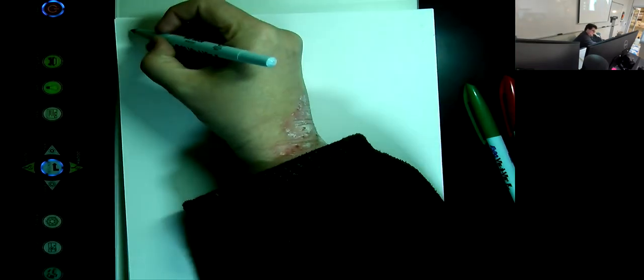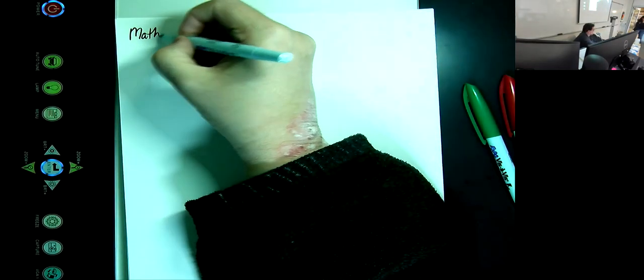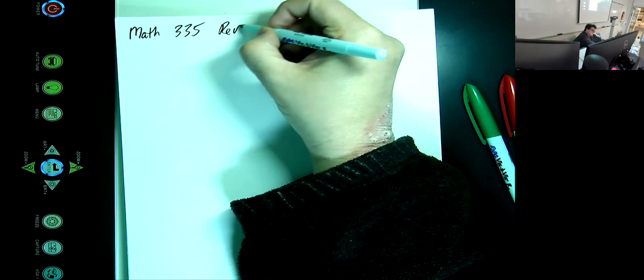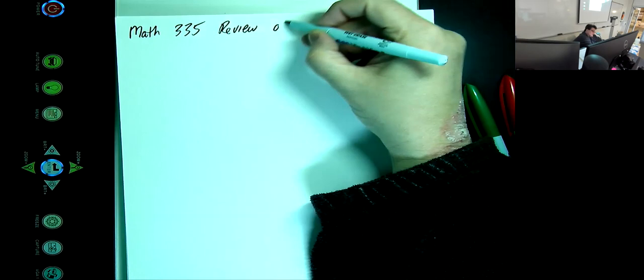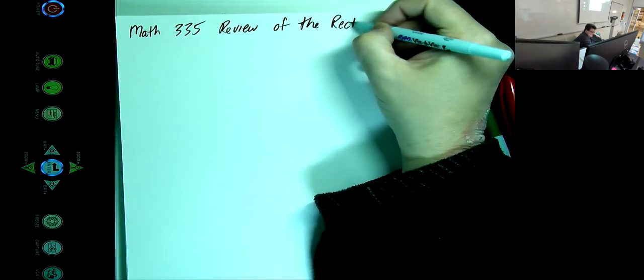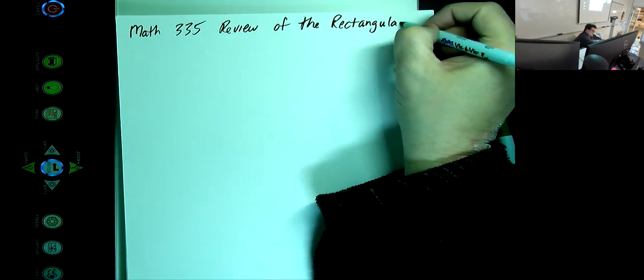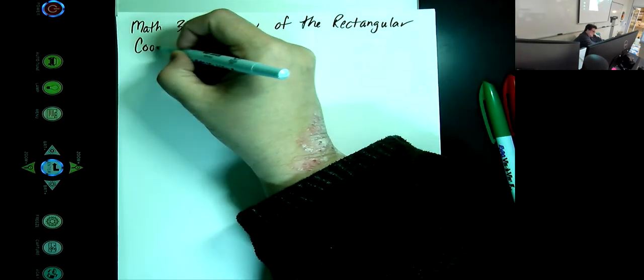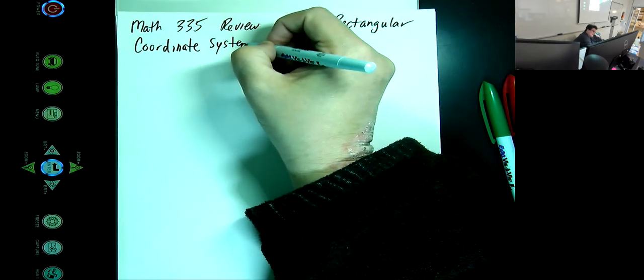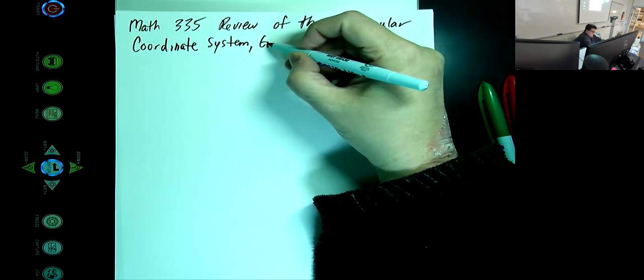All right, so what did we do on Tuesday? We looked at basic graphs and circles. The rectangular coordinate system. Spelled it correctly this time. And graphing and circles.